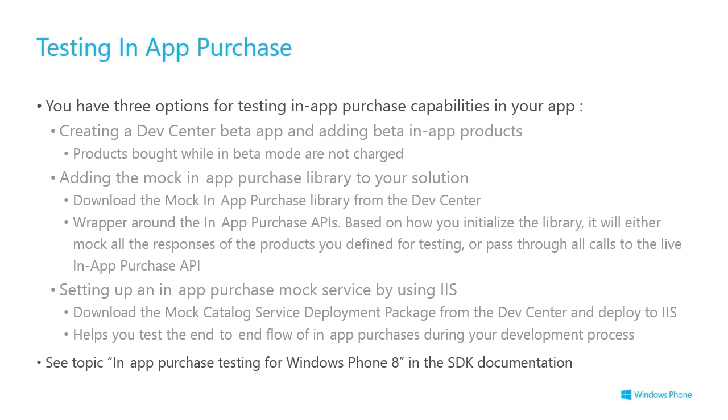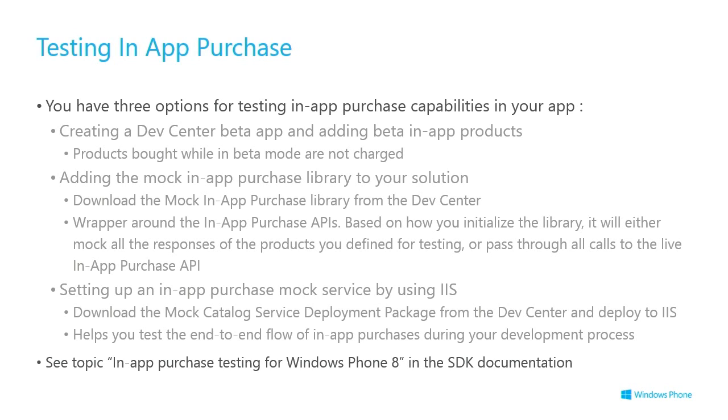As an alternative to testing in-app purchase by using a beta app, there's a special library called the Mock In-App Purchase Library, which you can download from the Dev Center. This simple mock library is designed to make it easier to work with in-app purchase without needing to set up your own back-end services. It's a thin wrapper around the in-app purchase APIs.